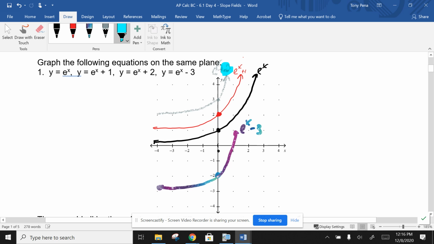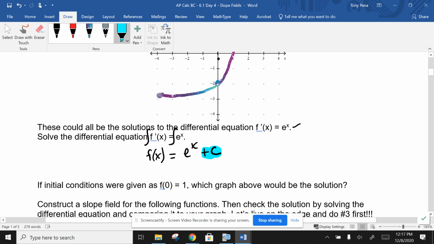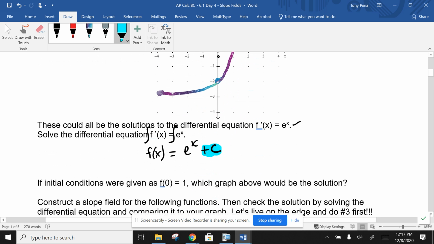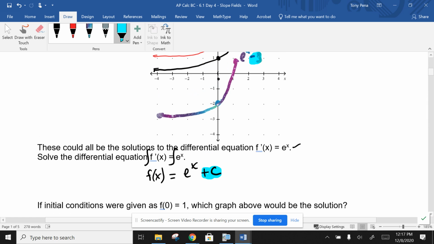Here our c would have been a 2. Here our c is a 1. Here we have a c of 0. Here we would have had a c of a negative 3. All of those could be solutions to this differential equation. That's what we had done before yesterday. That generic c is just out there. It could be any constant. All 4 of those graphs could be our solution.